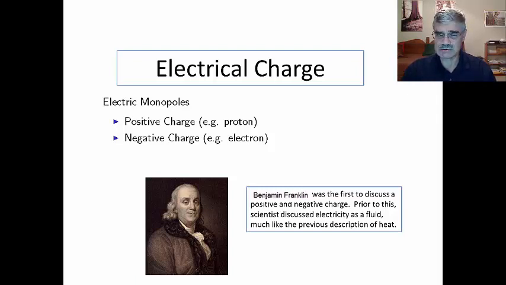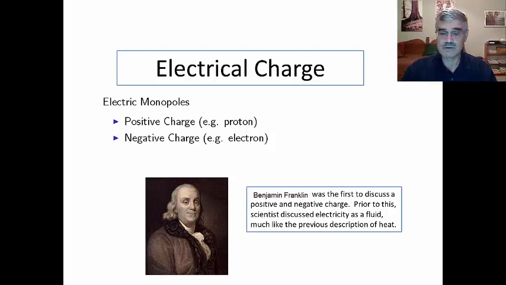First, what do we mean when we say something is electrically charged? What is an electric charge? Well, here are some guidelines. Electric charges are monopoles, and we'll see what that means in a second. They're either positively charged, like a proton, or negatively charged, like an electron.